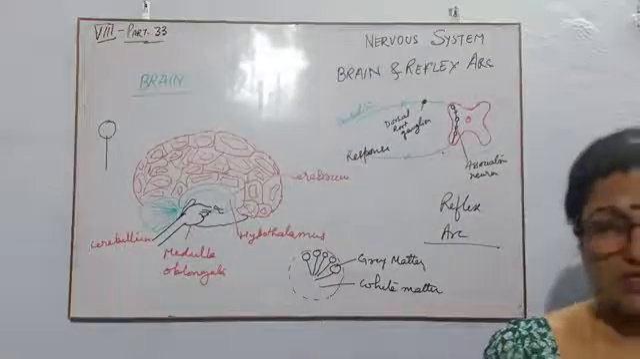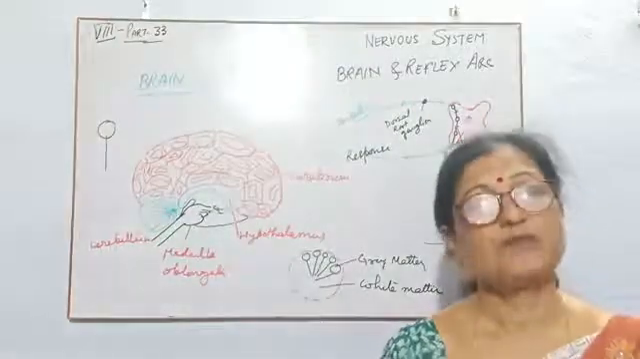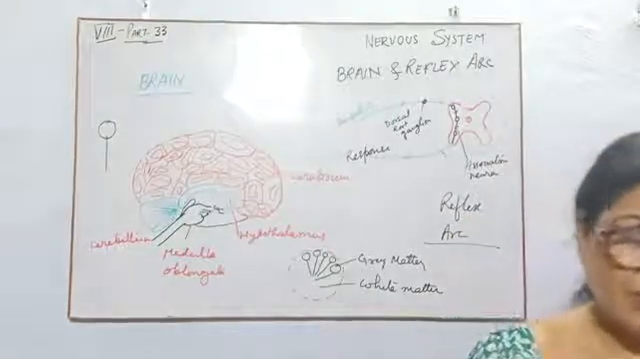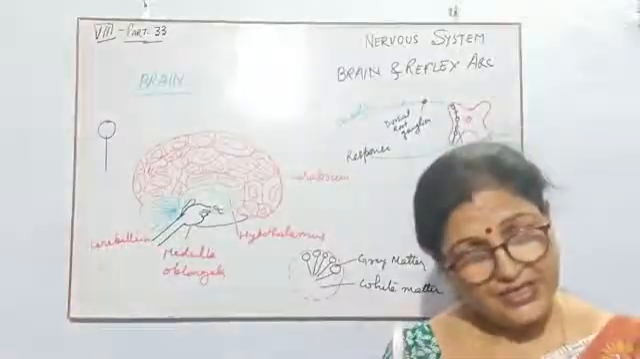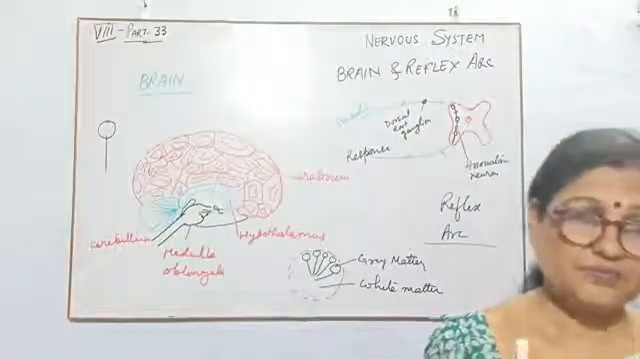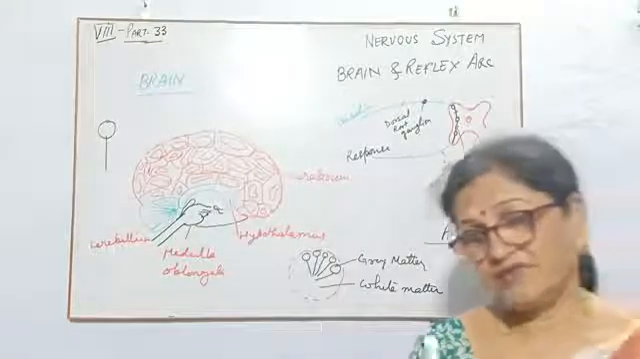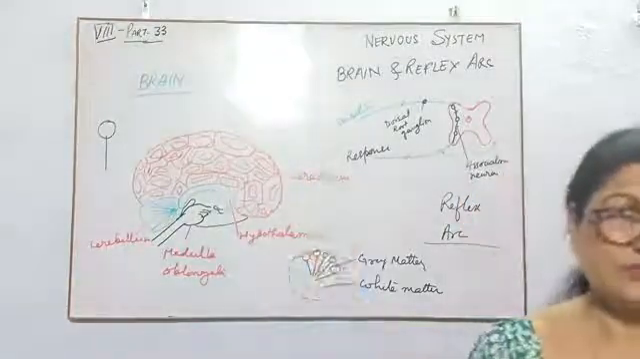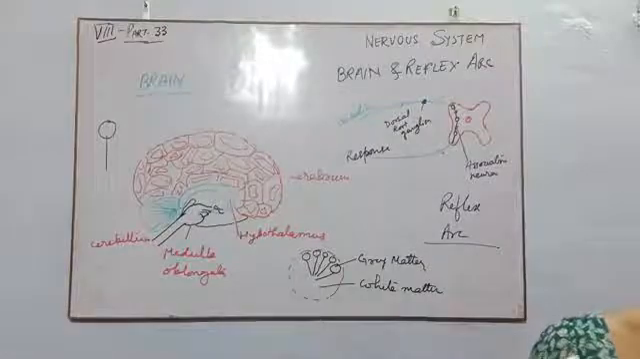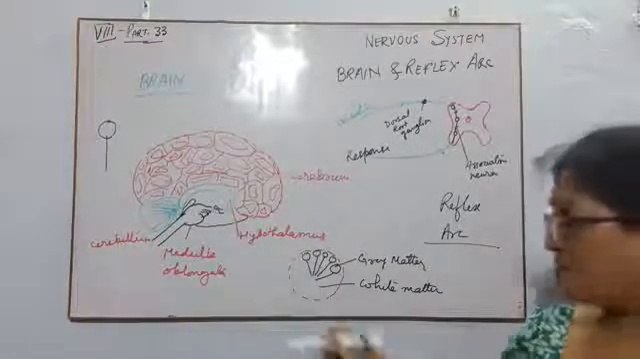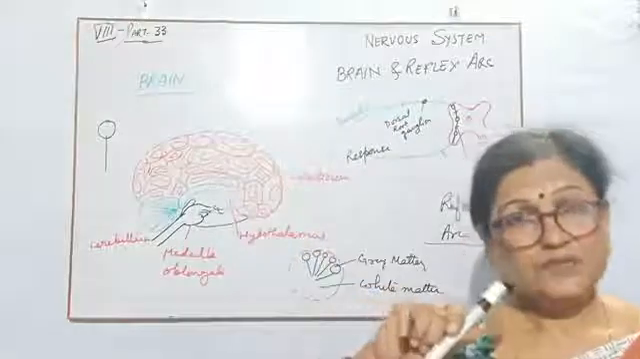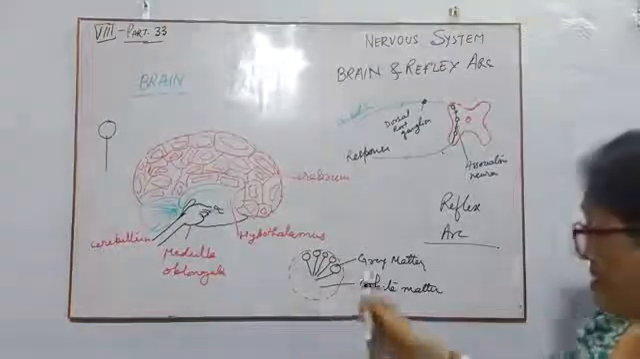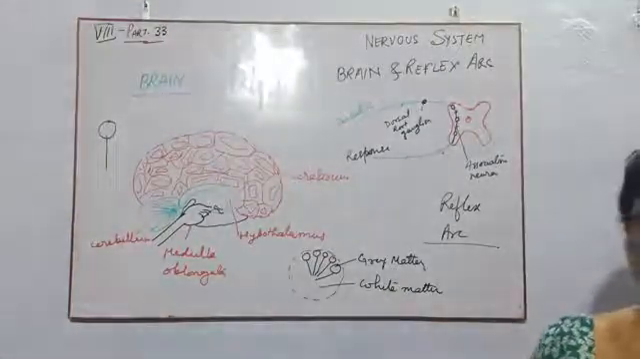Except all these areas, there are some areas for memory. As we have a memory card in a computer, you have one in your mobile also. So we have some area for memory, then areas for speech, thought, thinking, and reasoning. All these are present in the cerebrum region. And each and everything is done by the neurons. So the number of neurons are mostly present in the cerebrum, and they are arranged in two layers, the outer one grey matter, the inner one white matter.